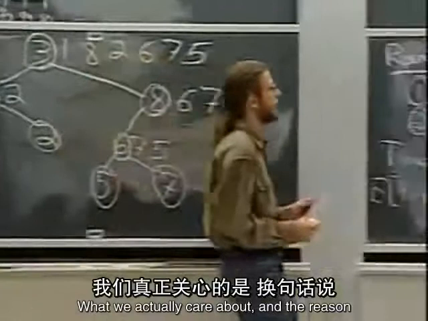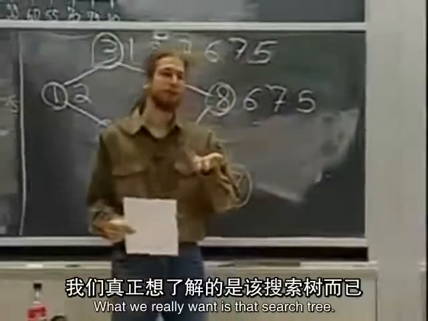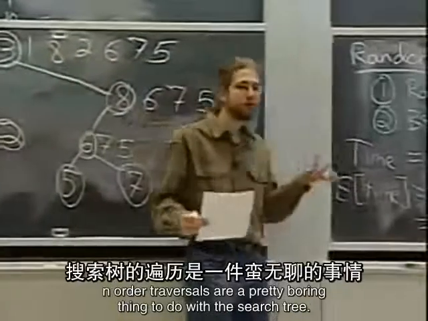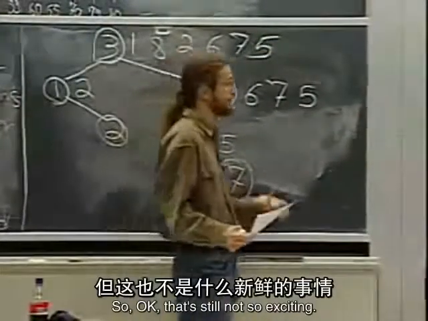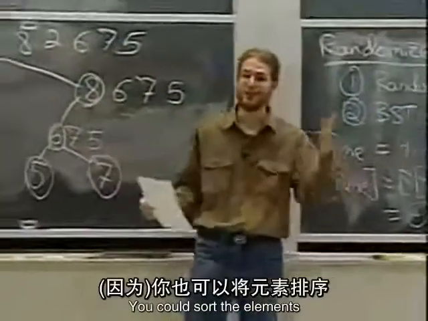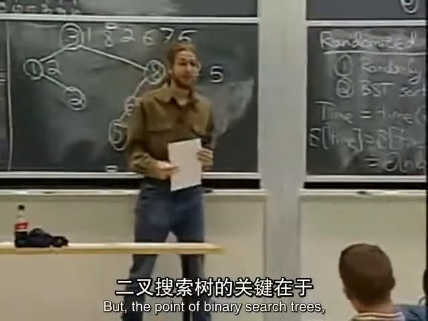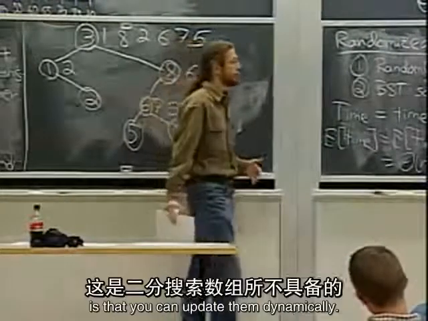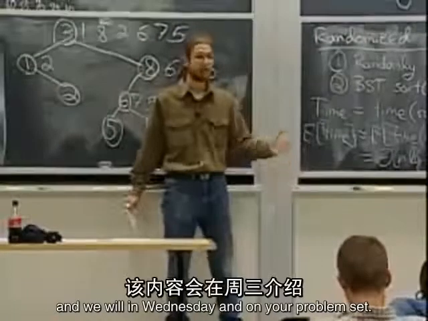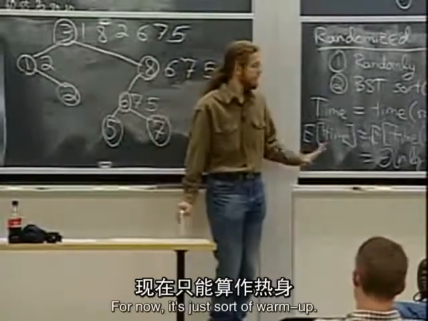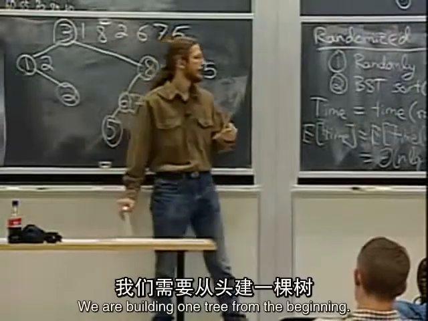What we actually care about, and the reason I've introduced this BST sort, is what the tree looks like. What we really want is that search tree. The search tree can do more than sort. In-order traversal is a pretty boring thing to do with the search tree. You can search in a search tree. So, okay, that's still not so exciting. You could sort the elements and then put them in an array and do binary search. But the point of binary search trees instead of binary search arrays is that you can update them dynamically. We won't be updating them dynamically in this lecture, but we will on Wednesday and on your problem set. For now, it's just sort of a warm-up. Let's say that the elements aren't changing. We're building one tree from the beginning.